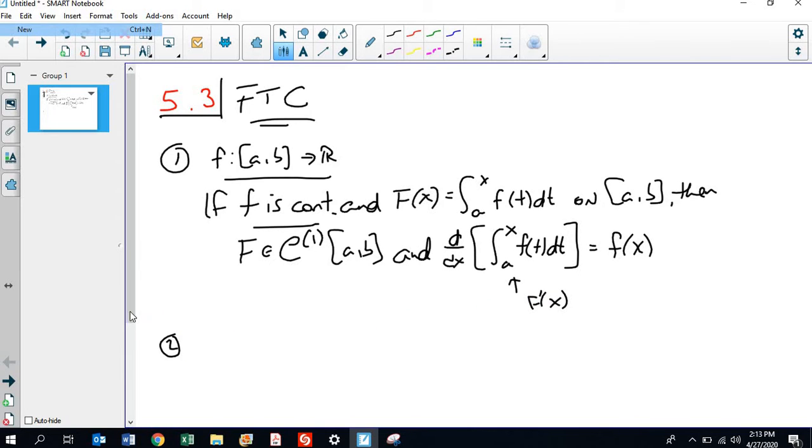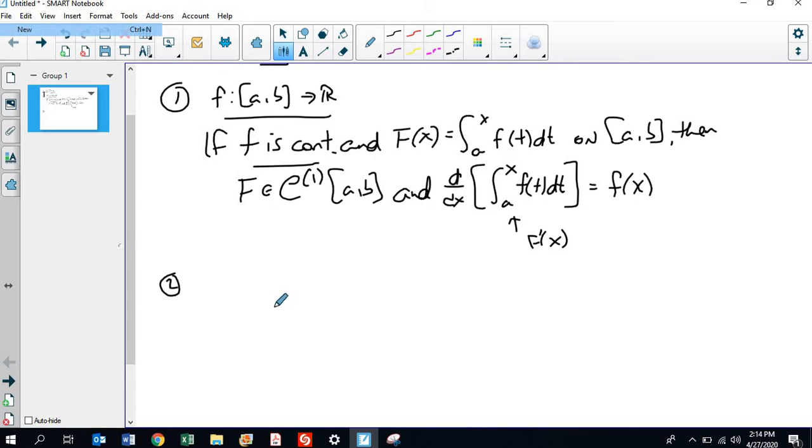And then the second part of the fundamental theorem, this is true for every x in [a,b]. So part 2 says if f is differentiable on the entire closed interval [a,b]. Normally we'd have differentiability defined on the open interval, but here we need it on the closed, so we're talking about one-sided derivatives from the left and the right at a and b.